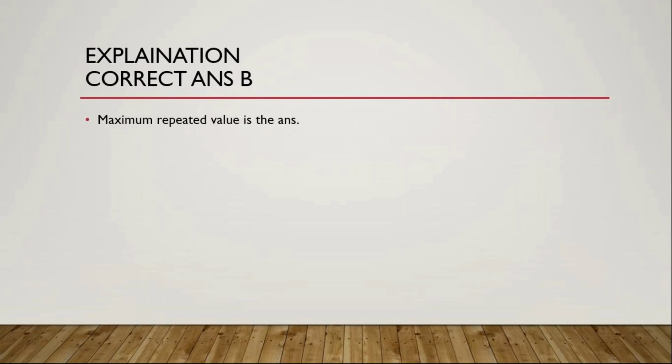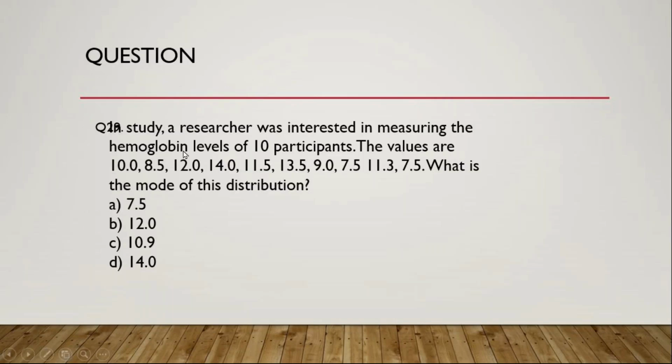So it is 12. In a study, a researcher was interested in measuring the hemoglobin level of 10 participants. The values are 10, 8.5, 12, 14, 11.5, 13.5, 9, 7.5, 11.3, and 7.5. What is the mode of this distribution? So, option A, 7.5. Yes.